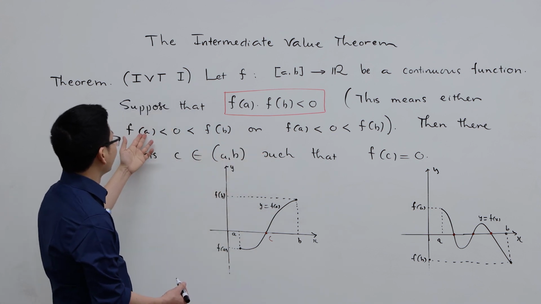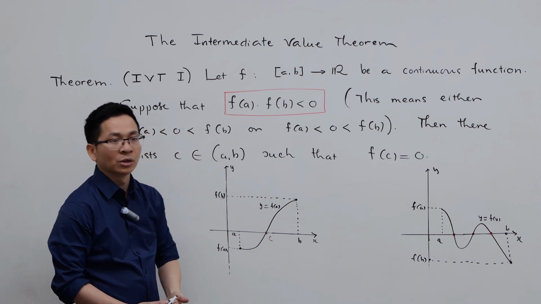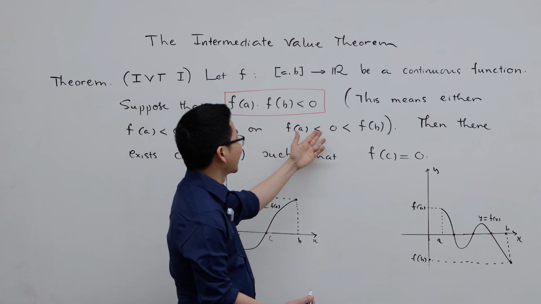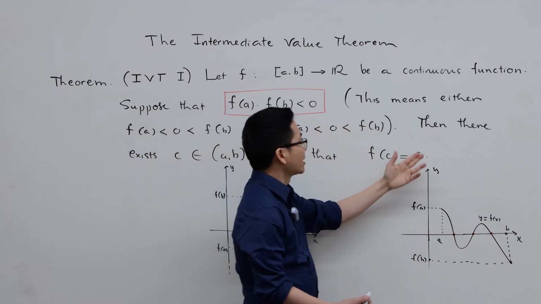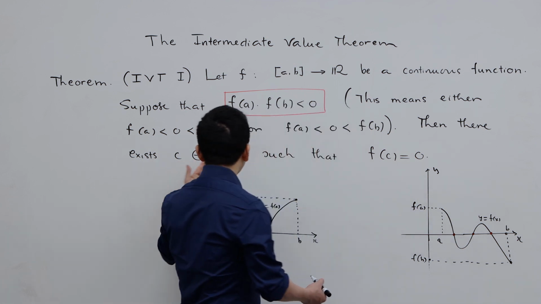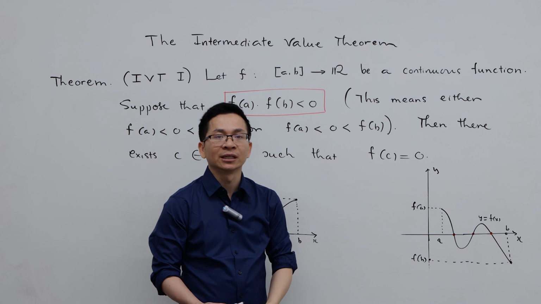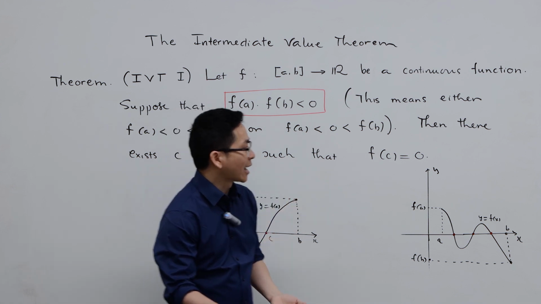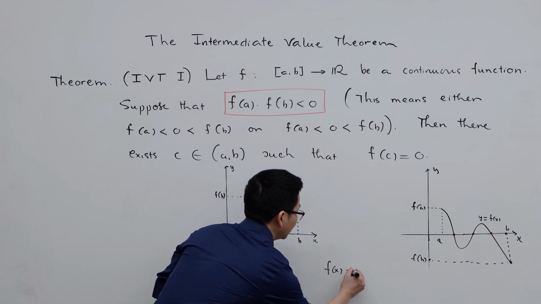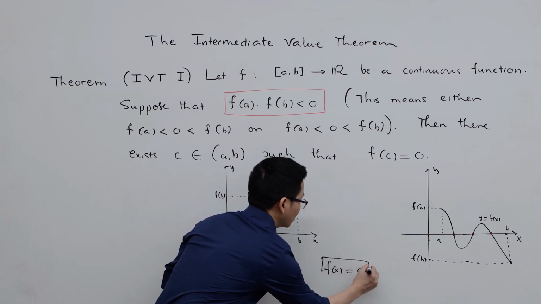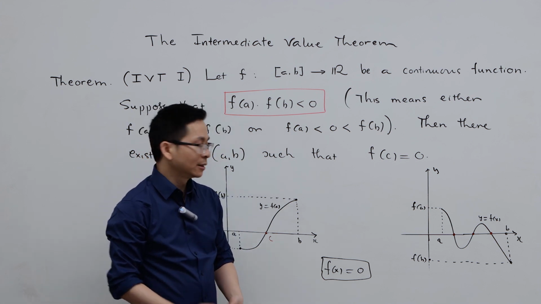Here, either f(a) is less than 0 and f(b) is greater than 0, or f(a) is greater than 0 and f(b) is less than 0. Then there exists some c in the open interval (a, b) such that f(c) is equal to 0. It also means that the equation f(x) equals 0 has a solution in the open interval (a, b).